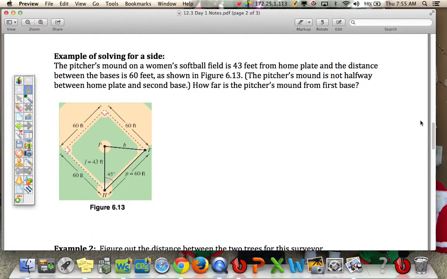The pitcher's mound on a women's softball field is 43 feet from home plate, and the distance between the bases is 60 feet as shown. The pitcher's mound is not halfway between home plate and second base. How far is the pitcher's mound from first base?